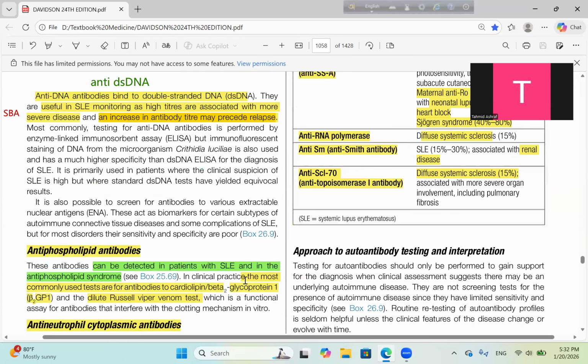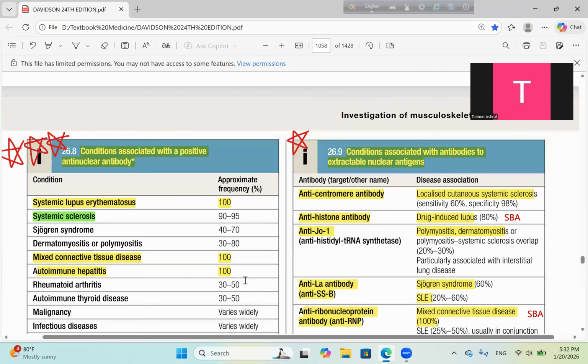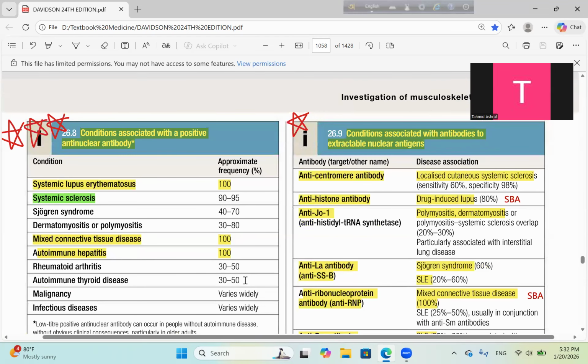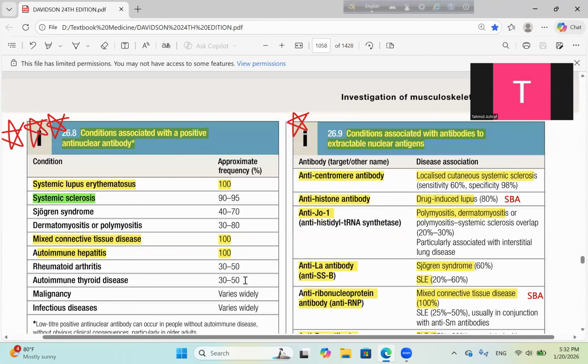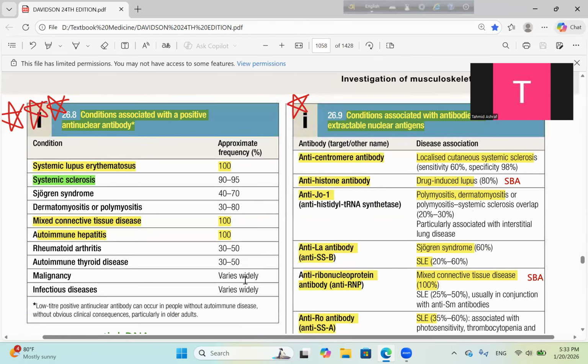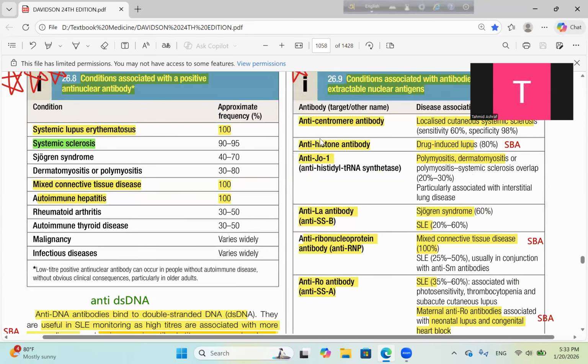We'll skip those lines. So we have studied some cytoplasmic antibodies, meaning antibodies against some cytoplasmic components. Now we will find some antibodies against nuclear antigens, extractable nuclear antigens. Which are they?